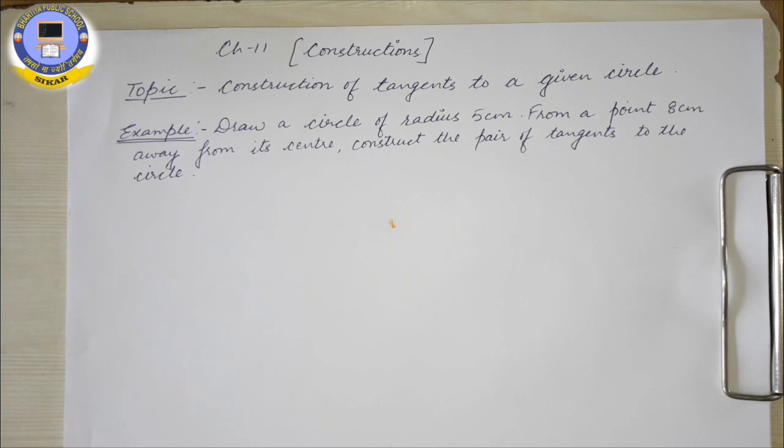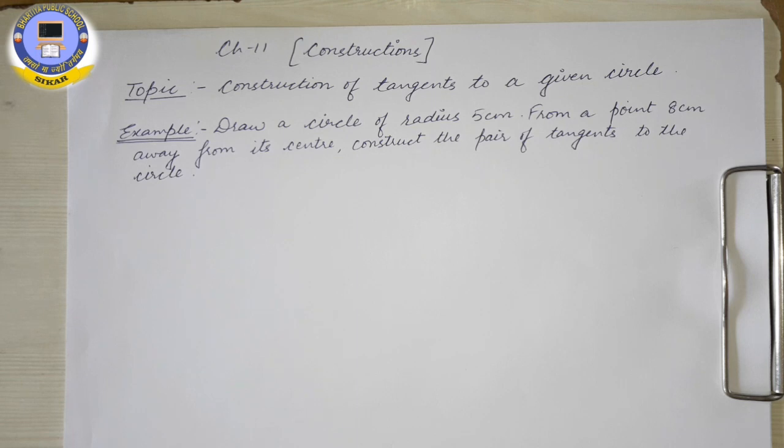Good morning, students. Chapter number 11, constructions, is going on, and in our previous classes we had discussed how to divide a line segment internally by both the methods. In today's class we will study how to construct tangents to a given circle.